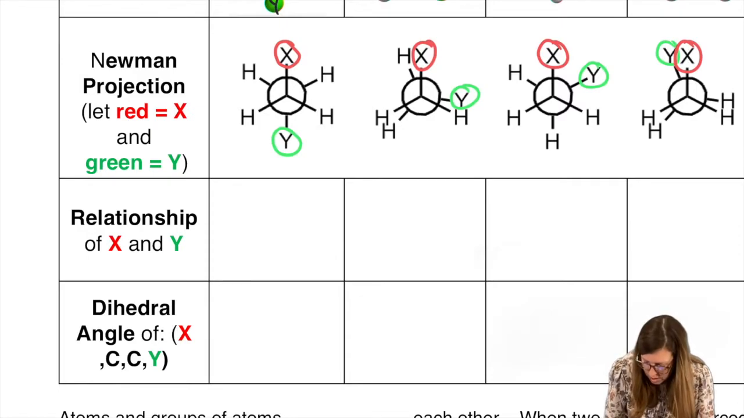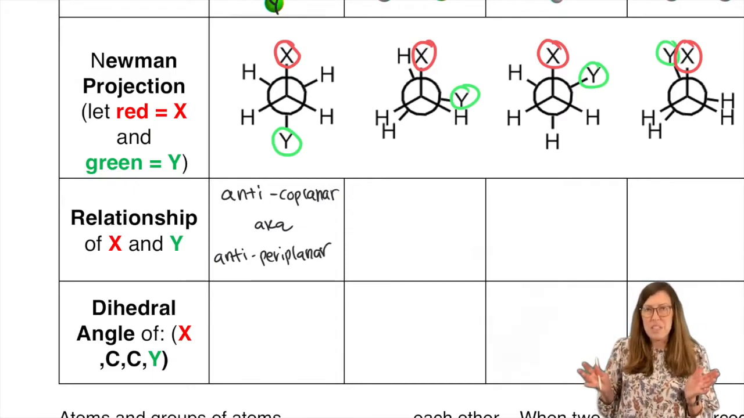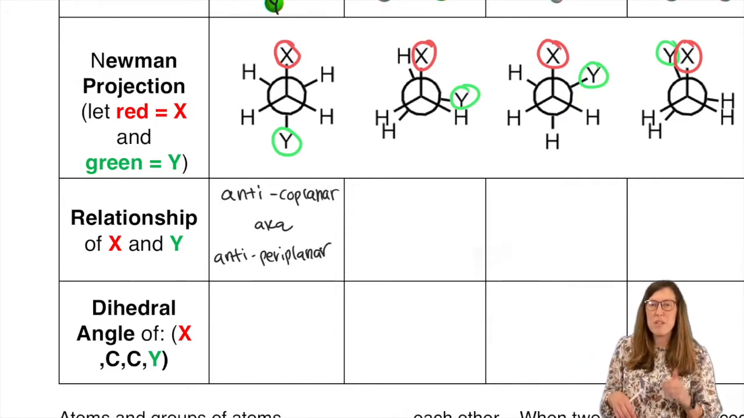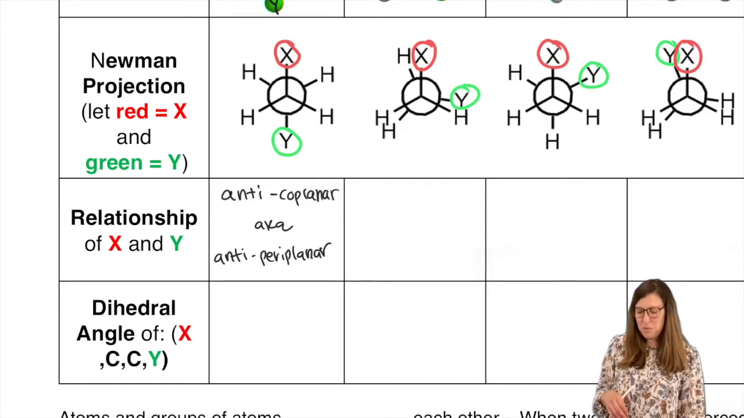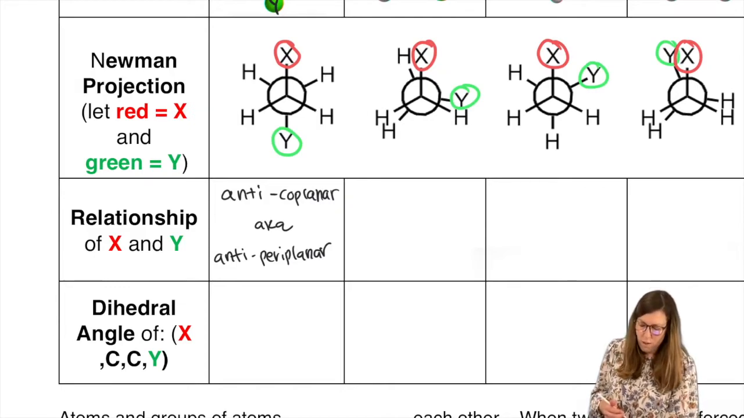I'm going to write here, anti-coplanar, aka anti-periplanar, which, by the way, sometimes we just say anti, but the coplanar part becomes significant later. They're in the same plane, which allows orbital overlap for future reactions, but we're not there yet. So we're going to recognize that they're anti to each other.